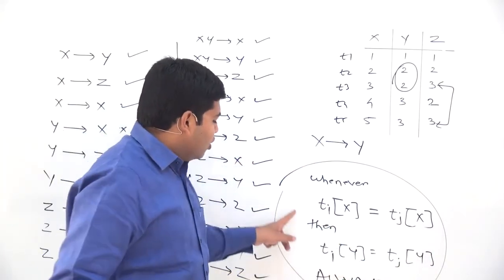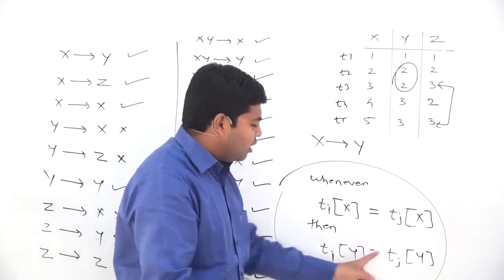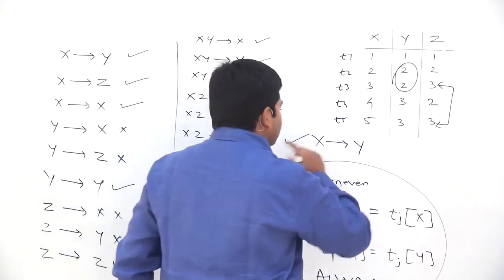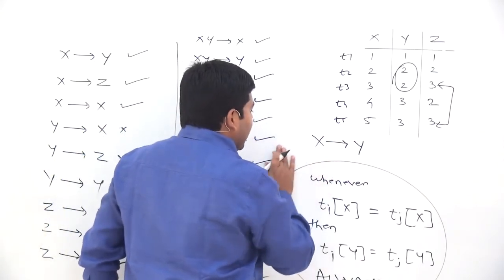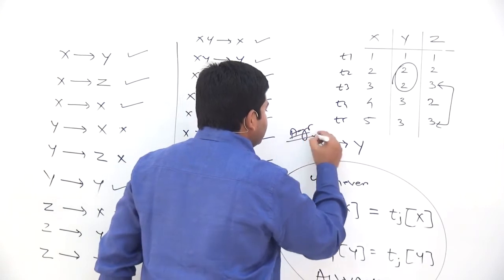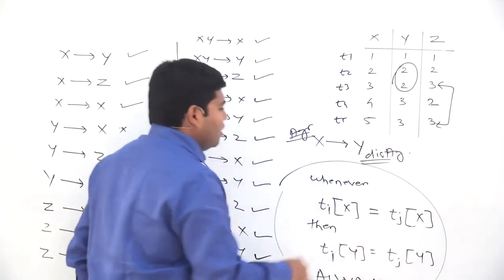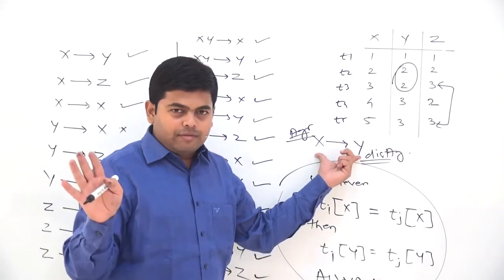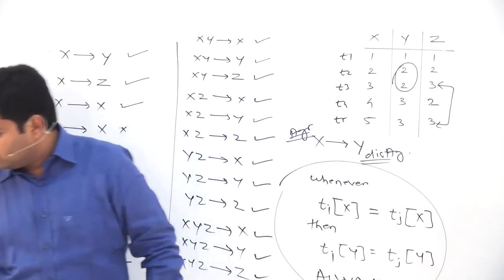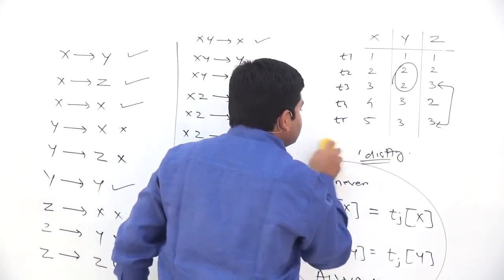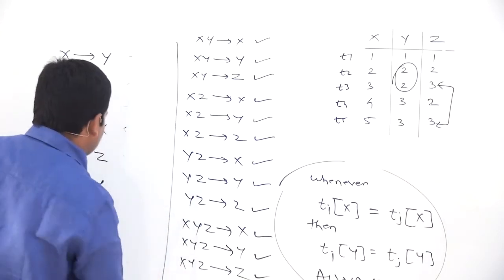So what does that mean? Whenever there is an agreement on X, then there is always also a corresponding agreement on Y. In that case, X functionally determines Y. Or if there is a case where there is an agreement on X and a disagreement on Y, then this particular FD is an invalid FD. The functional dependency does not hold. Now let us see the meaning of this particular rule. Okay, so we will check all the FDs once again by applying the second rule.